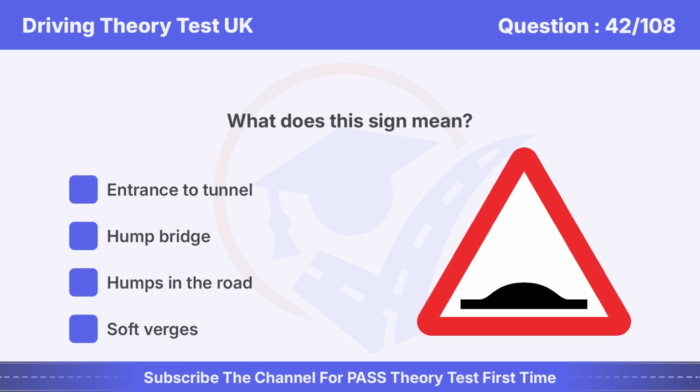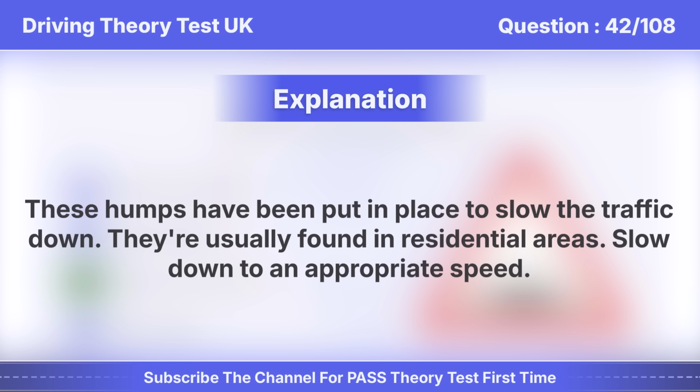Question 42. What does this sign mean? Answer is C. Humps in the road. These humps have been put in place to slow the traffic down. They're usually found in residential areas. Slow down to an appropriate speed.